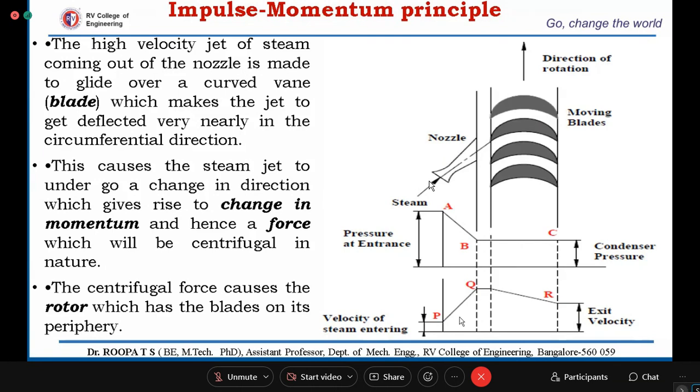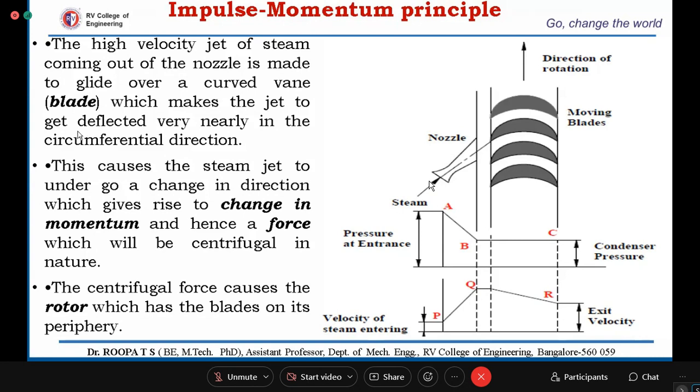If you consider the velocity, as it passes through the nozzle, velocity increases. That rise in velocity is indicated from P to Q. And as it glides over the blades, that velocity is transferred to the blades to set them into motion. So there will be a decrease in velocity, and at the exit we will be having low velocity. So this is Q to R, a decrease in the velocity as it glides over the blades.